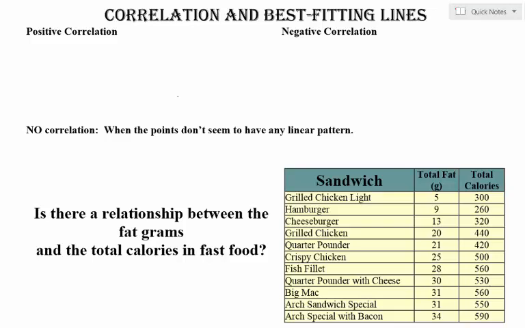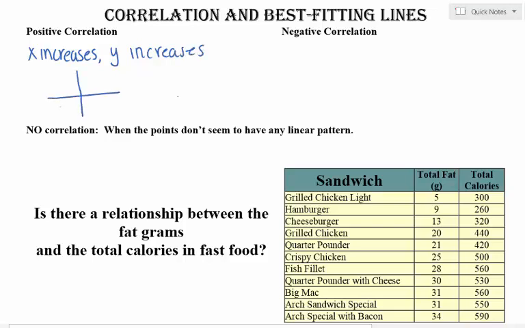Hi everybody, today's video is about correlation and best fitting lines. Positive correlation means that as x increases, y also increases. So if we have a bunch of data points and we were to plot them, they would go up in a fashion. It's not perfect, but it's going up.